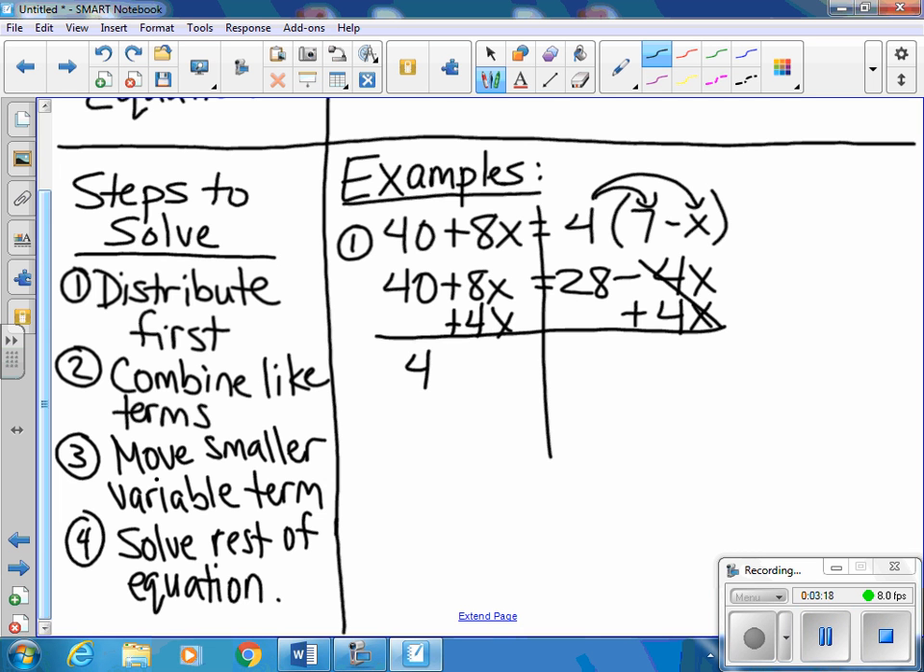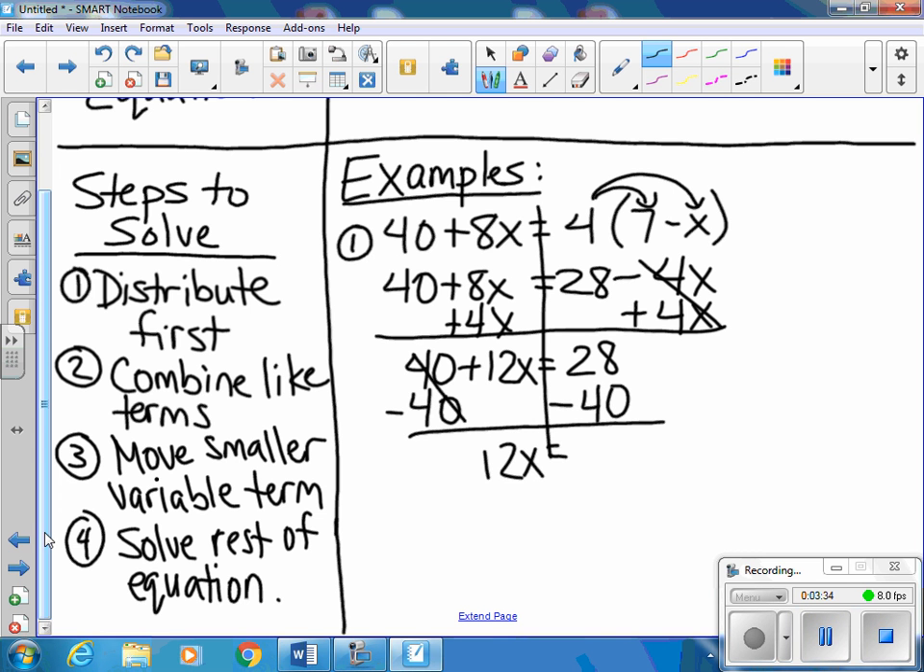So you have 40, 8 plus 4 is going to be plus 12x equals 28. And now you're at a normal 2-step equation. So we're going to move the 40 first. The 40 is positive, so we need to subtract it over. And you have 12x equals 28. I'm sorry, 12x equals negative 12.